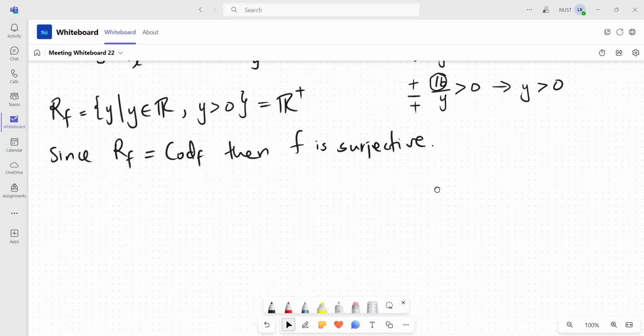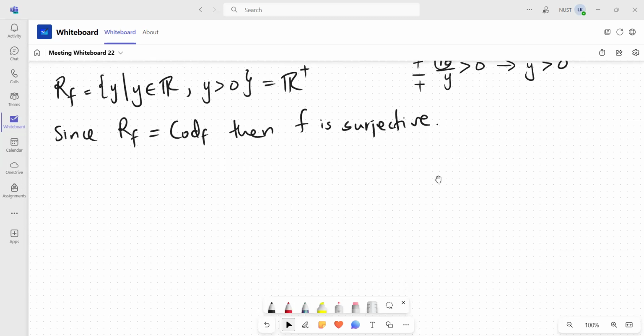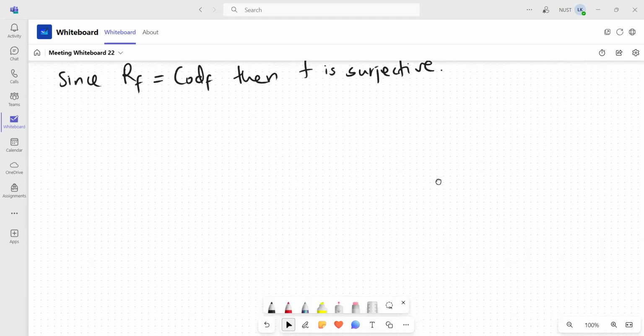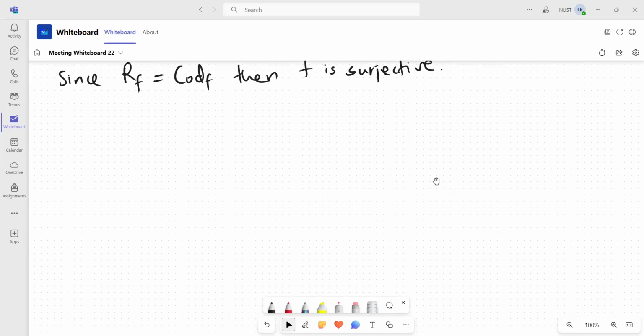So that's basically all we do to check whether a function is surjective or not. You find the range, and then you compare the range with the codomain. If they're equal, the function is surjective. If they're not equal, then it is not surjective.